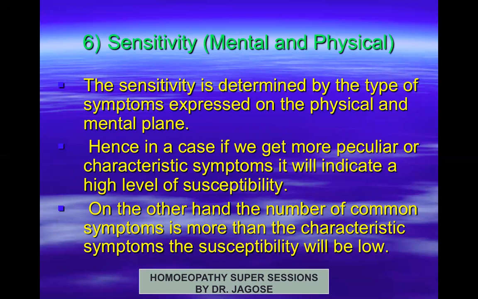On the other hand, if the number of common symptoms is more than the characteristic symptoms, the susceptibility will be low. If the patient is not so sensitive, he may not exhibit the characteristic symptoms, but will only exhibit a few common symptoms. This will indicate the susceptibility is low. So in short, the type of mental symptoms and the type of physical symptoms will determine the sensitivity of the patient, whether it is characteristic or common at both these levels.